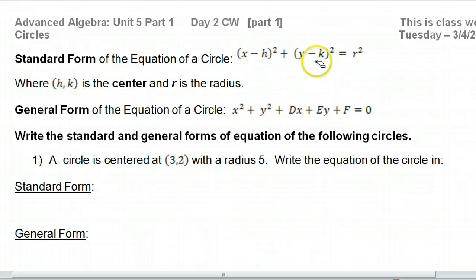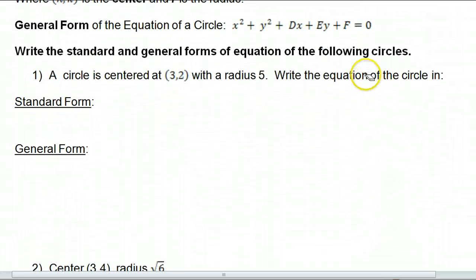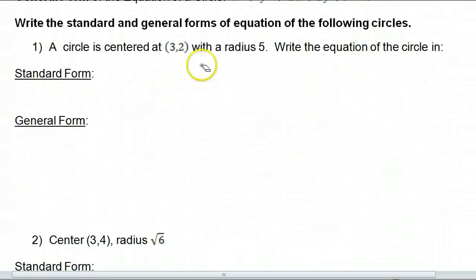That form is called standard form, okay? If you were to FOIL this out and square everything and make it all without parentheses, that's called general form. So just memorize the difference between those two things. With parentheses is standard form. Without parentheses is called general form. Okay? So let's practice writing the equation in standard form and general form.